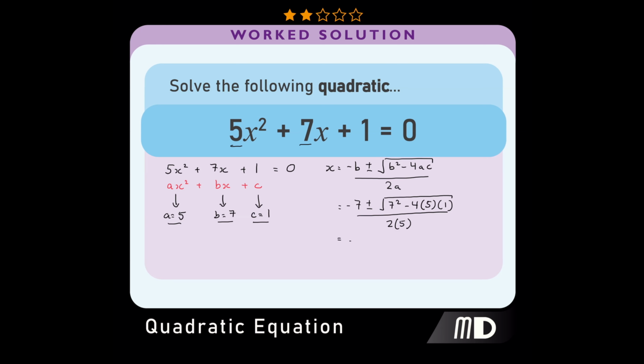This simplifies to give us minus 7 plus or minus the square root of 49 minus 20, all divided by 10, which further simplifies to give us minus 7 plus or minus the square root of 29, all divided by 10.